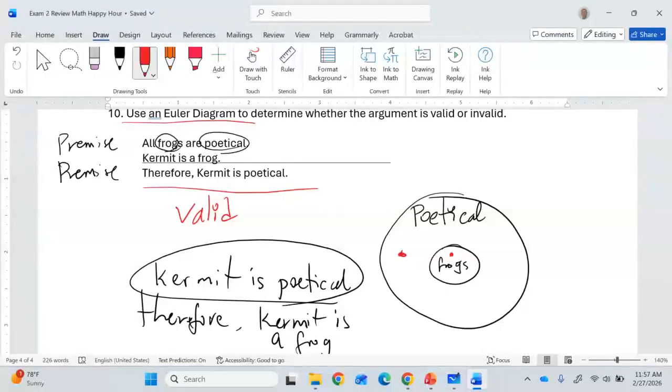So basically, as you put in these circles, usually the conclusion is correct when the diagram, the circles, support the conclusion. Since the conclusion Kermit is a frog cannot be drawn from the diagram, it is not valid. If the conclusion is Kermit is poetical, that's something that you can conclude from the diagram as well.